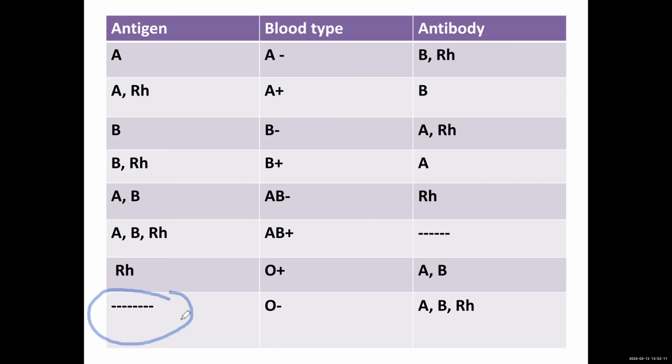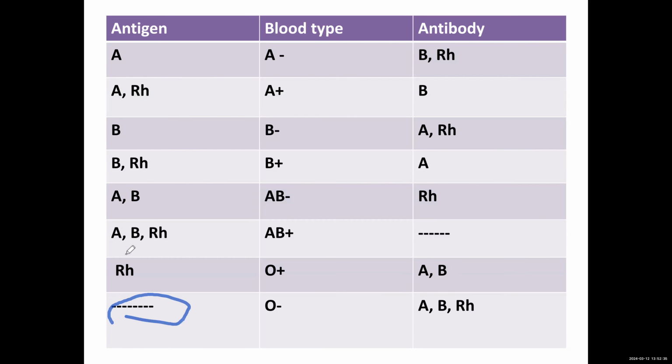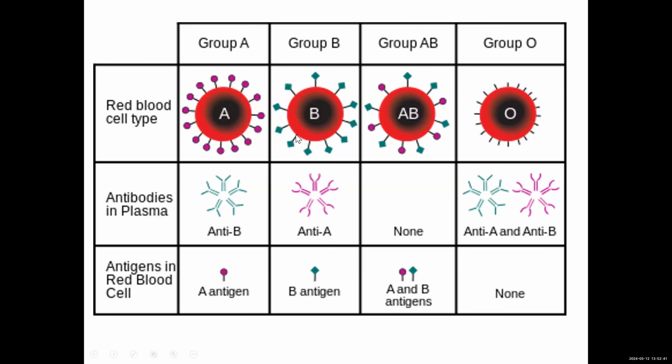So you can donate blood to everyone, but you can only receive O minus, right? You can donate, but if you're O minus and you're in trouble, then you can only get O minus. But let's say any of these people are in trouble and they need blood transfusion, O minus can give blood to all of them. Right? Okay. So this is how blood typing is, and we already discussed this table.